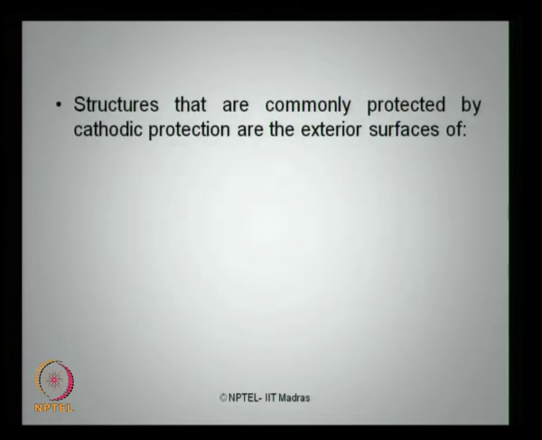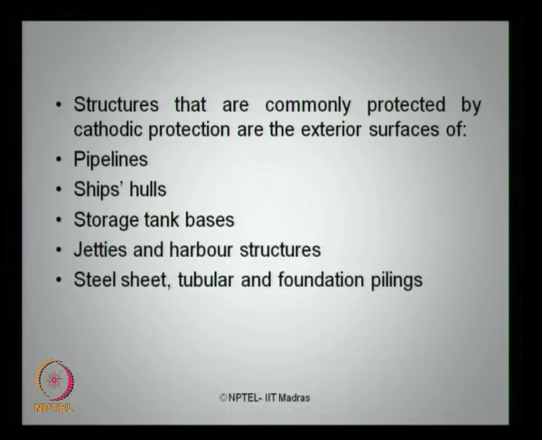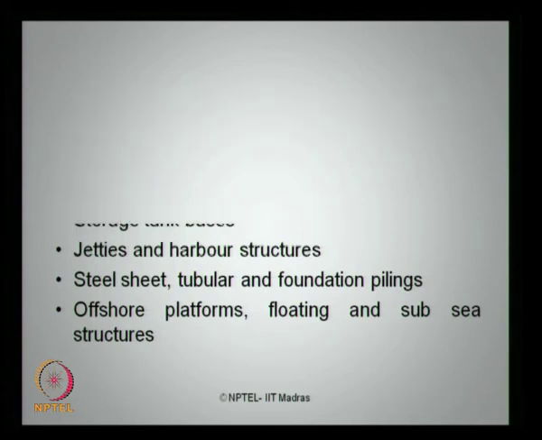Structures that are commonly protected by cathodic protection are, of course, the exterior surfaces. The examples are the following: you can use it for pipelines, ship hulls, storage tank bases, jetties and harbour structures, steel sheets, and tubular and foundation piles. Of course, offshore platforms and floating subsea structures are common examples where cathodic protection has been very largely deployed in the recent past.